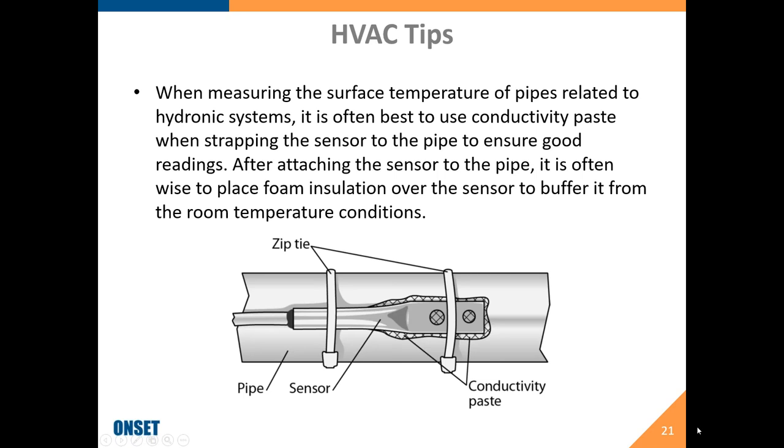When measuring surface temperature of a pipe or a similar system, conductivity paste is a must to ensure that you have accurate data. Placing insulation over the sensor would help to be a buffer to ensure that the room temperature conditions don't influence the readings of the sensor itself.